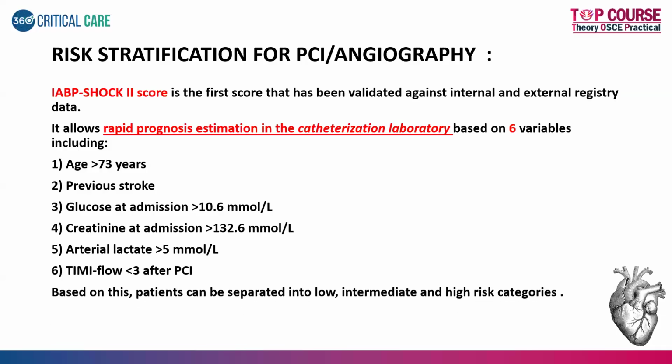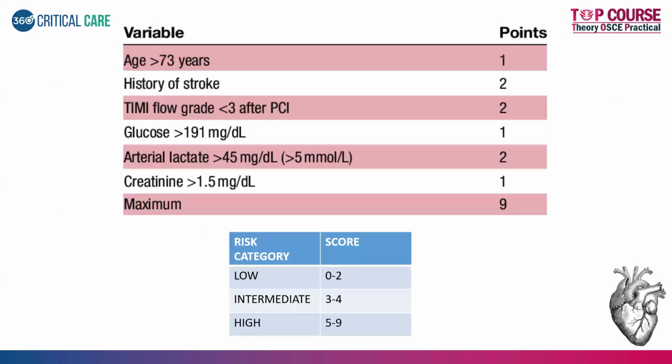Usually when the patients have any of these six variables, they are given a certain weightage. Based on this weightage, the patient will be categorized as a low risk category, intermediate risk category, or high risk category. If the score is between 0 and 2, it is low risk, intermediate between 3 and 4, and high if the patient has a score between 5 and 9. So this usually gives us an understanding whether the patient who has undergone a PCI can end up developing cardiogenic shock, because it helps us plan further and better.